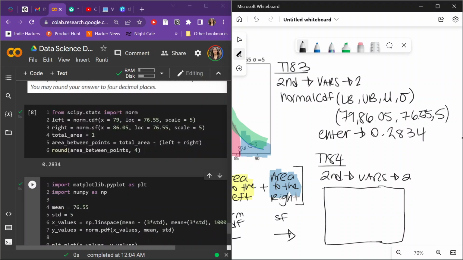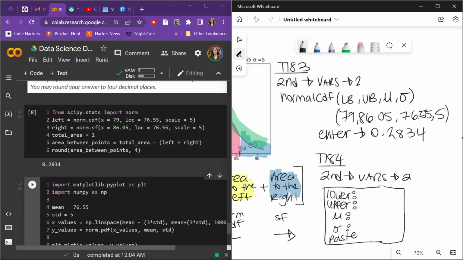So it's first going to ask you for your lower value, your upper value, your mu, and then it's going to ask you for your sigma, and then there's going to be a paste word down here. So again, your lower is 79 because that's the value you're starting with. Your upper value when you're stopping is 86.05. Your mu is 76.55 and your sigma is 5, and then you hover over the paste and it turns black, and then you just click enter, and then it gives you your answer of 0.2834. And that's that.